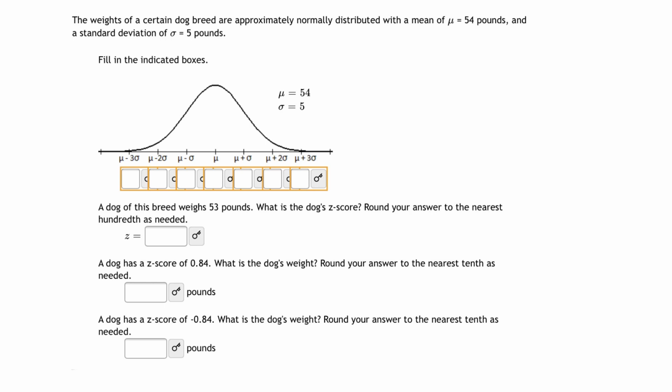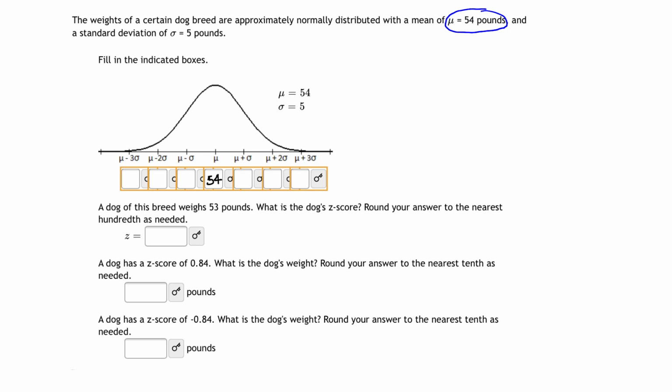So this problem has several parts. Let's start by filling in the indicated boxes under our normal distribution. We begin by putting our mean in the middle, and the mean is told to us to be 54 pounds, and so that's what goes in the middle of our score. So let's take 54 and put that right in the middle box.